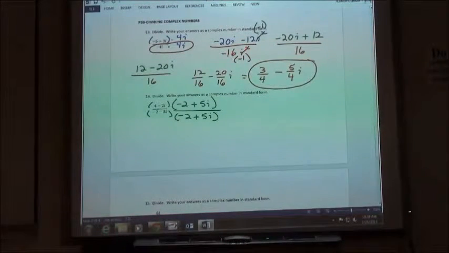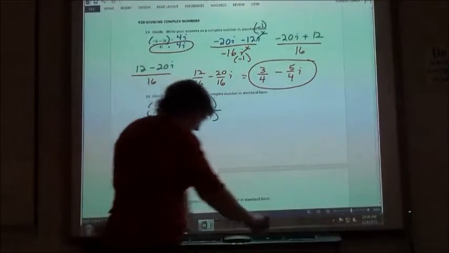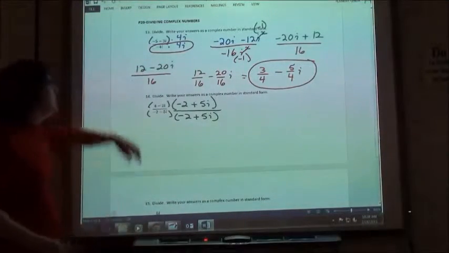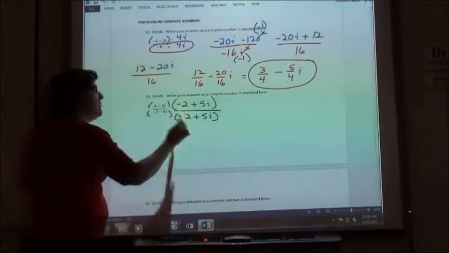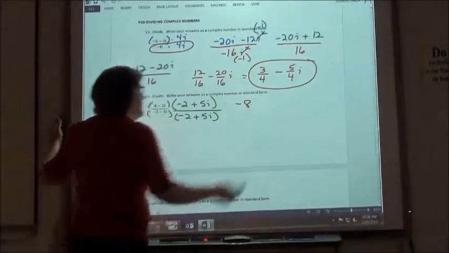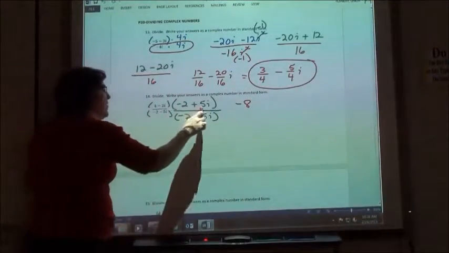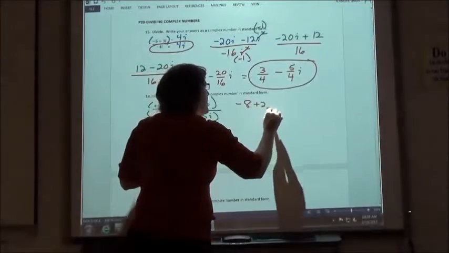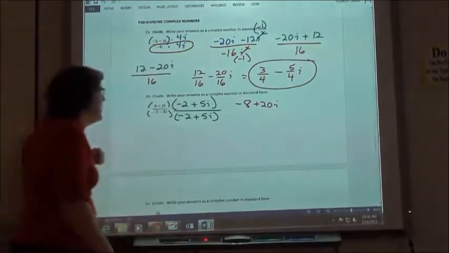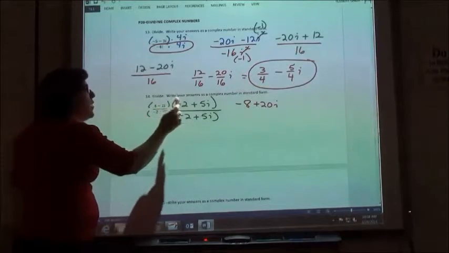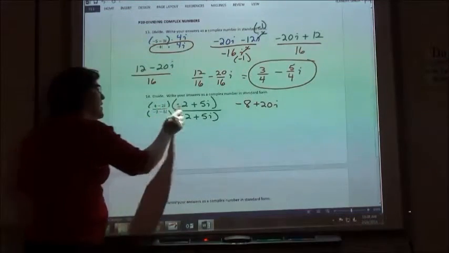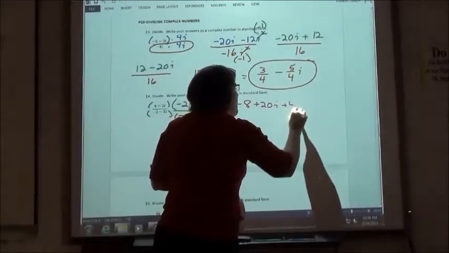So I'm going to then... No, I'm not going to get these ones. Oh, I'm going to FOIL that out. So 4 times negative 2 would be negative 8. 4 times 5i is 20i. Doing the inside, negative 2i times negative 2. Negative times a negative is a positive 4i.